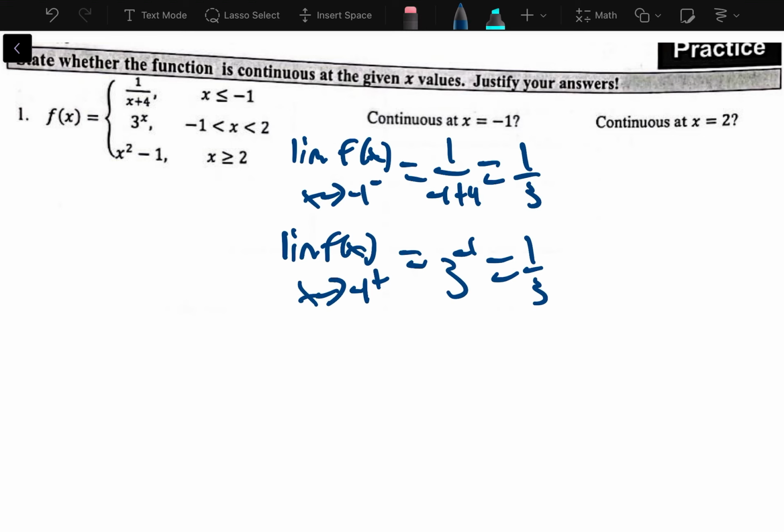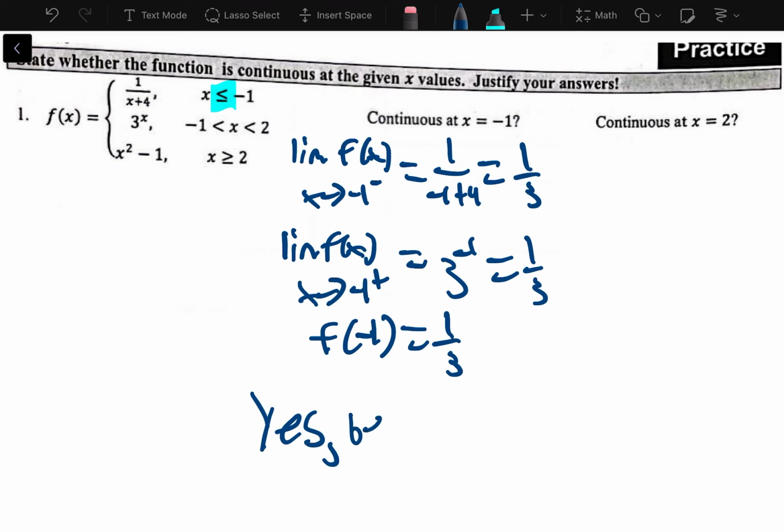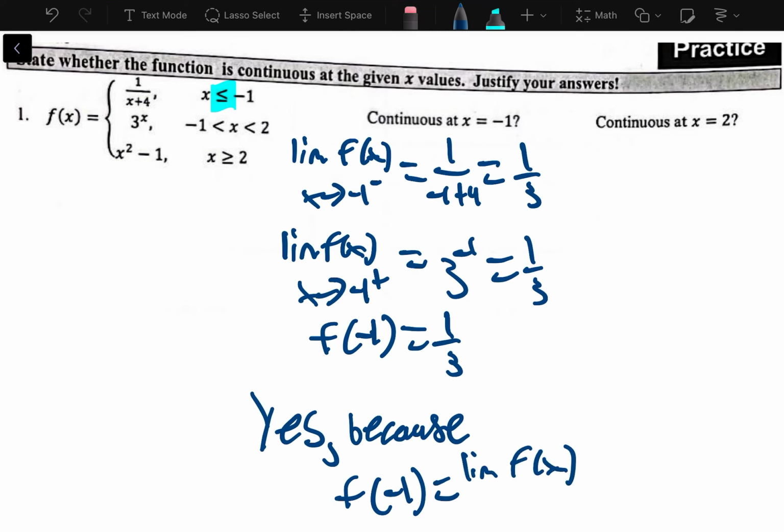So now we know that the limit does exist, because from the left and from the right it reaches the same point. And since here we have an equal to symbol, that means that it all works, because f of negative 1 is equal to 1/3. We did the math upstairs. So then, yes, it is continuous because f of negative 1 is equal to the limit of f of x as x approaches negative 1. And that is your answer right here.